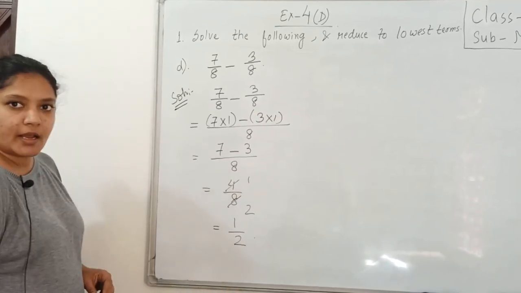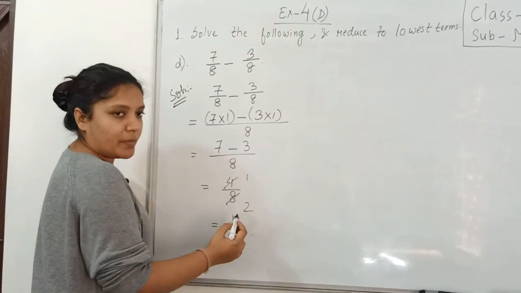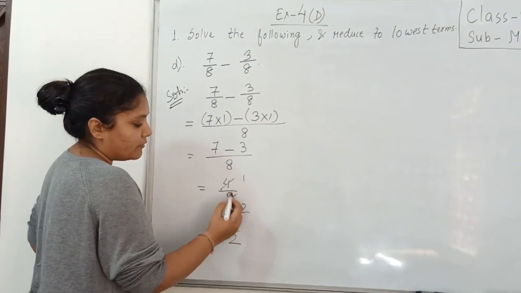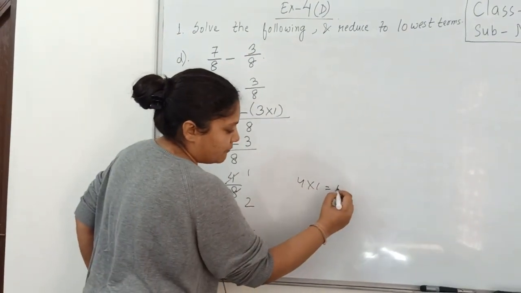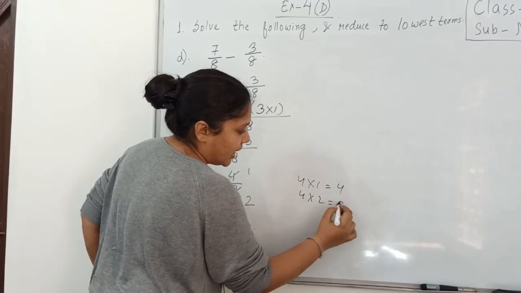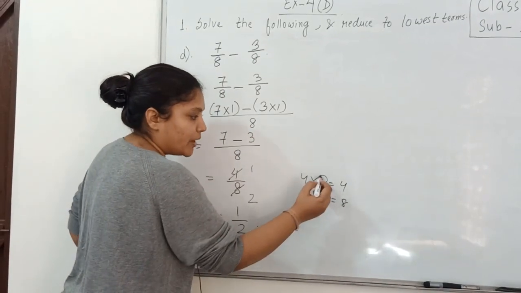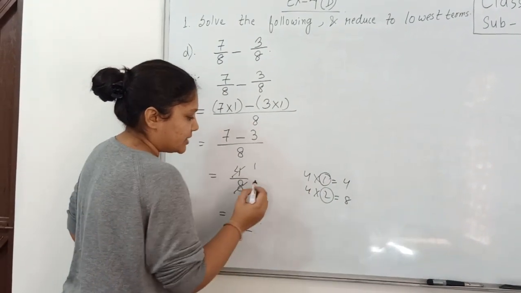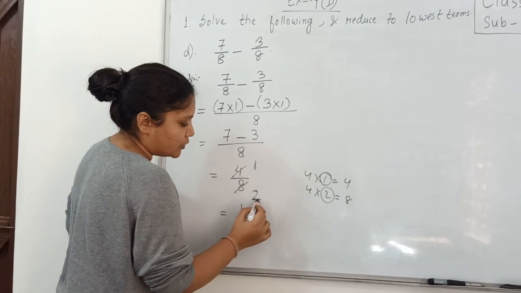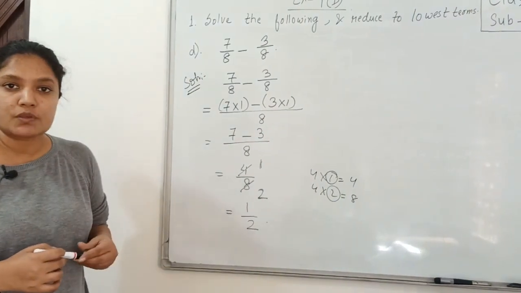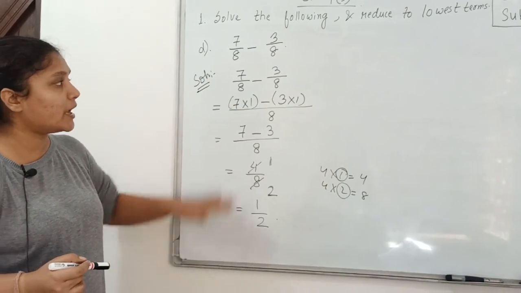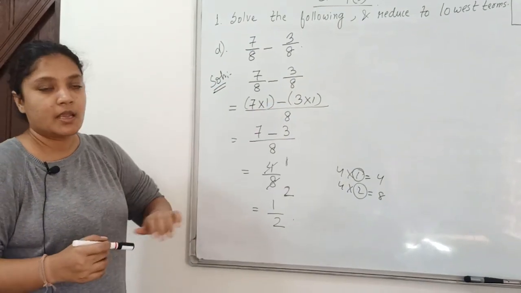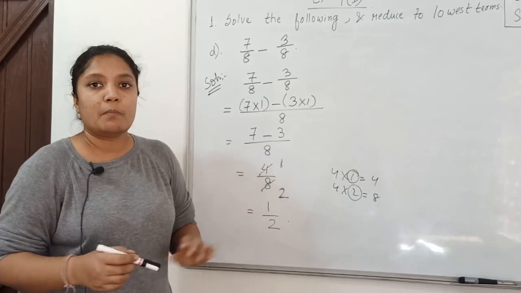This we have already done. Can you remember? We have already done it in our 4C. 4 and 8 both come in the 4 table, right? Like this. 4 1s are 4. 4 2s are 8. So what are we doing? We are writing these numbers here. 4 1s are 4. 4 2s are 8. Don't get confused, okay? These are extra questions. If minus, then we have to do minus, and if plus, then we have to do plus.